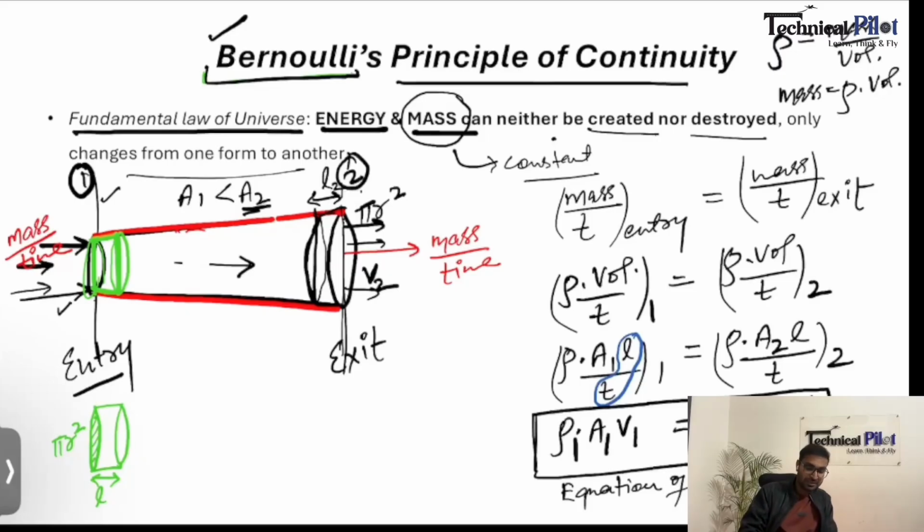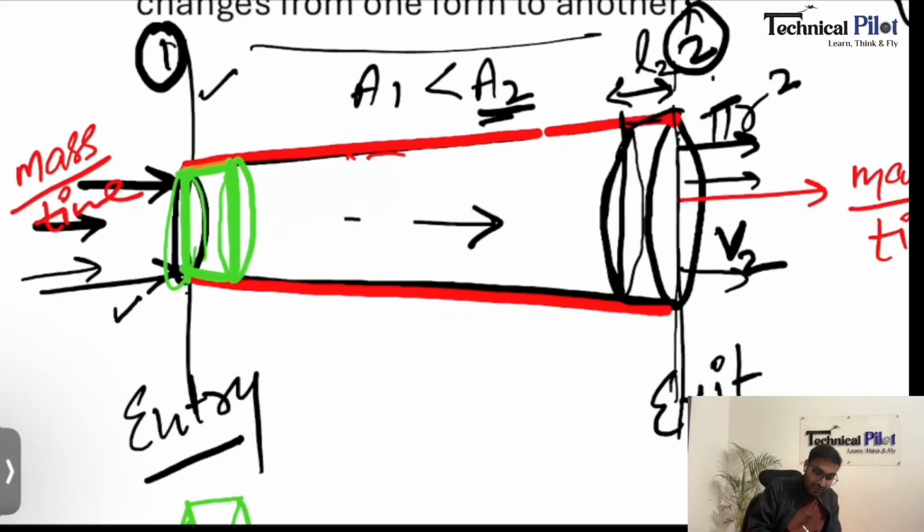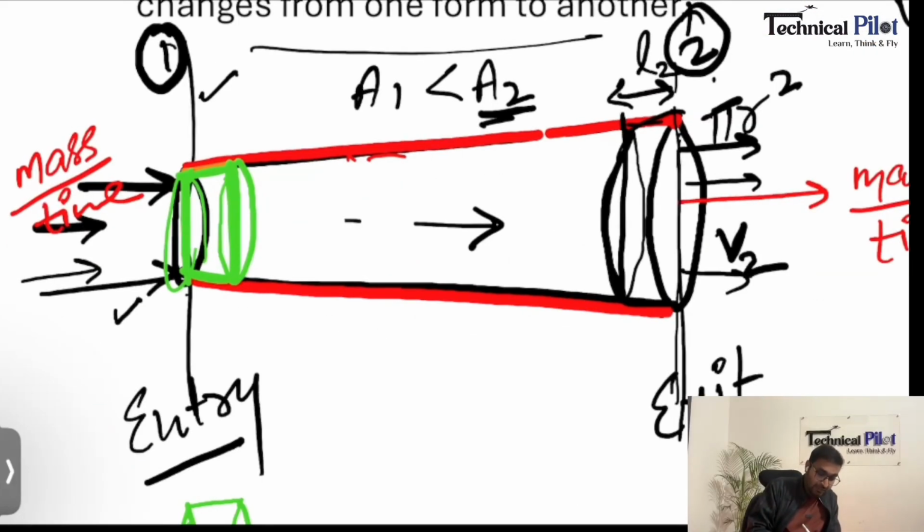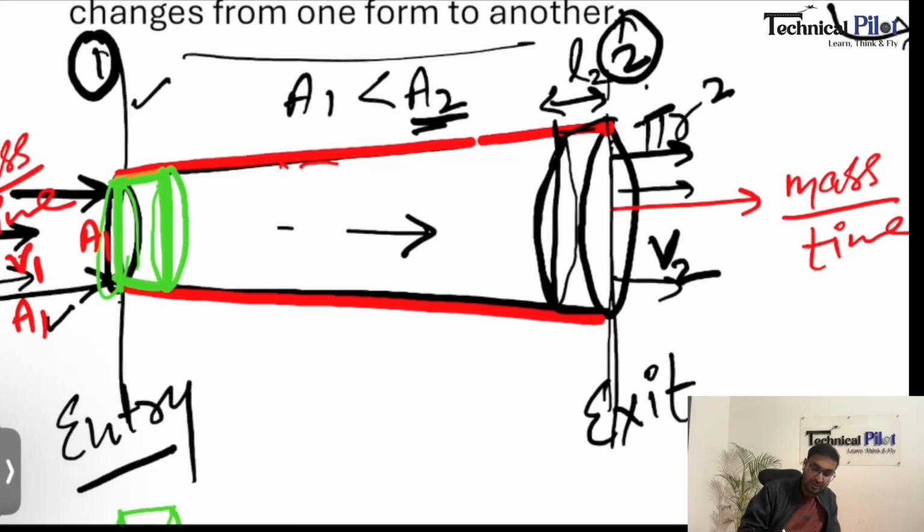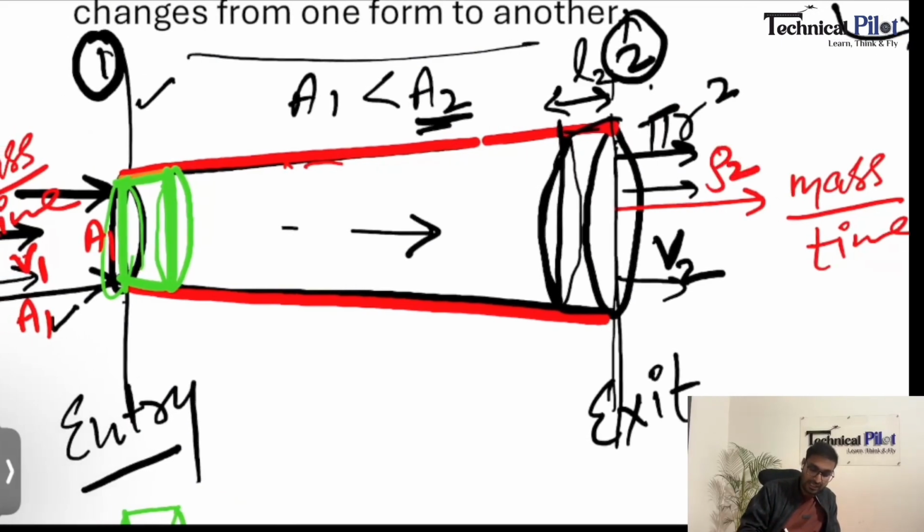Now, one more thing, notice that whatever fluid is going in, we took its parameters rho 1, A1 is the area obviously, and V1 is the velocity at which it is going in. And the fluid which is coming out has density 2, area A2, and velocity at which it is coming out is V2. Do you think the density will change? The same fluid is coming out, right?